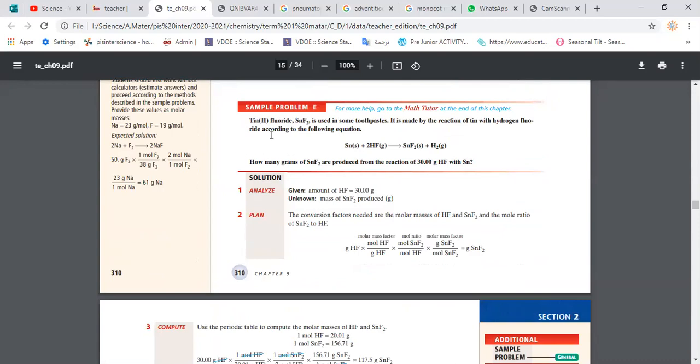So here, for example, tin(II) fluoride, SnF2, is used in some toothpaste. It is made by the reaction of tin with hydrogen fluoride according to the following equation. So who can tell me what is the first step that we should do, guys? The first step we must. Who can tell me? Lulwa, the first thing we should what?